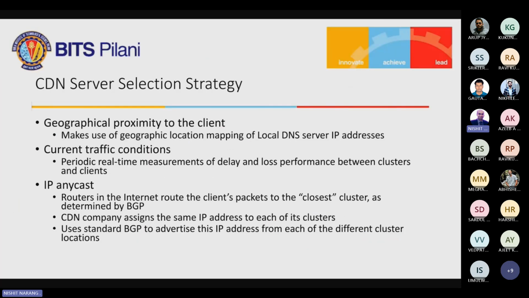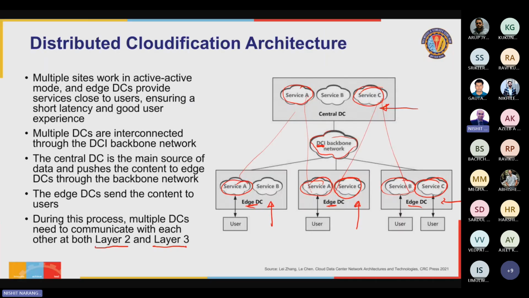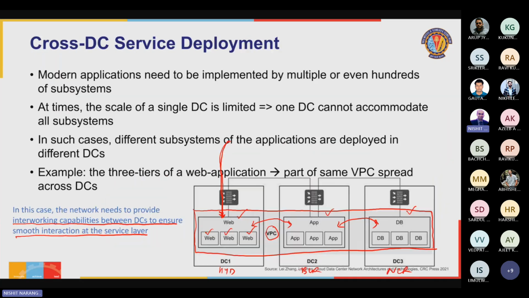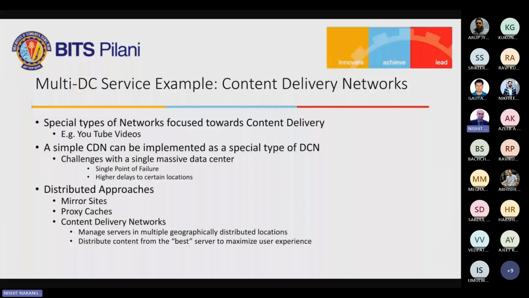I'll come to them in a moment, but since for some reason I have this ordering of the slides, let me first take one example of a multi-site data center network. I just needed one example to cover all these four deployment use cases. I picked it from the distributed cloudification architecture because it's the most common multi-site data center network that we all see.